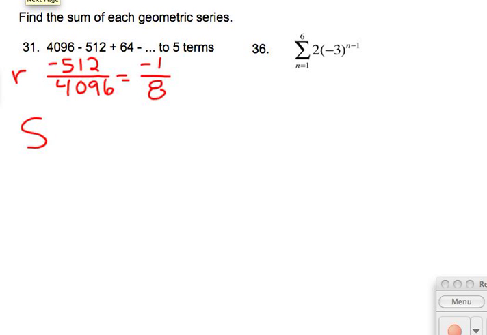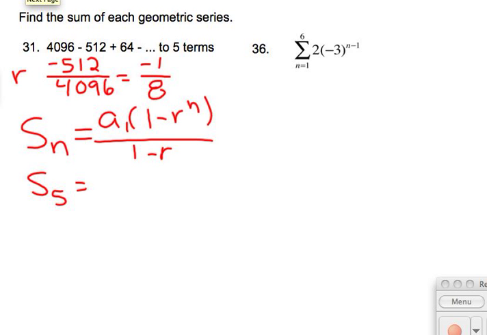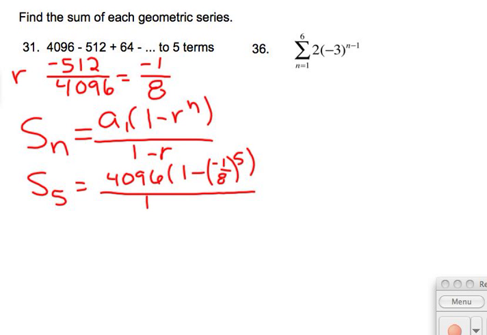Substituting in, again, my formula is S sub n is equal to a sub 1 times the 1 minus r to the n all over 1 minus r. I'm looking for the sum of 5 numbers because they're saying 5 terms. I put in my 4096 for a sub 1, 1 minus a negative 1/8 to the 5th, all over 1 minus a negative 1/8.